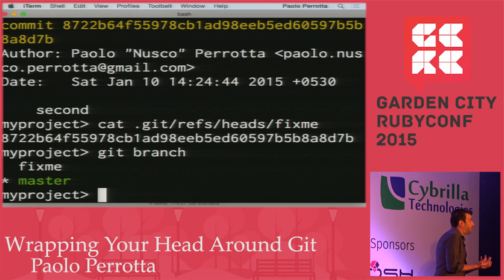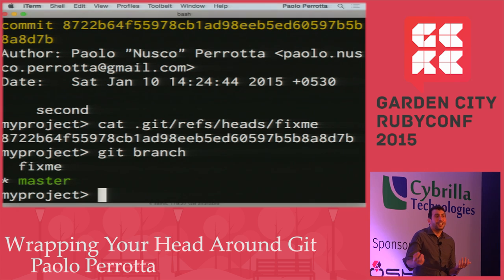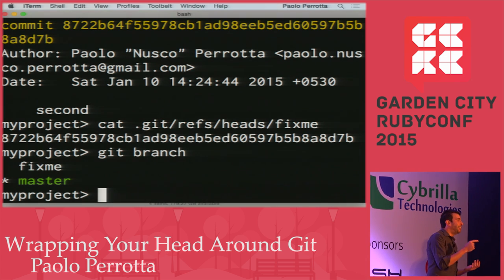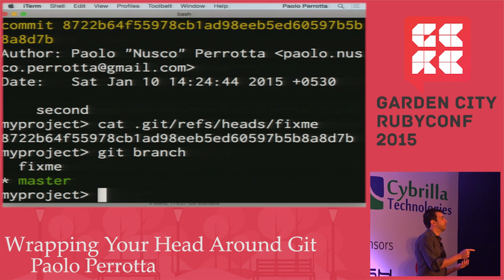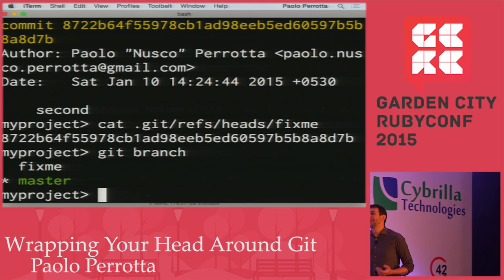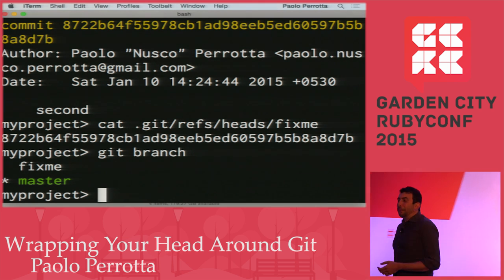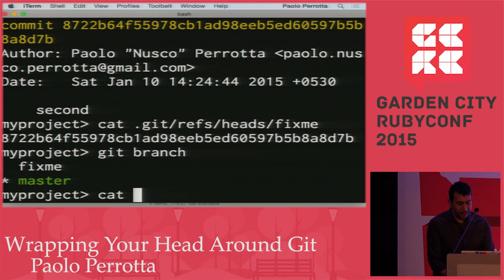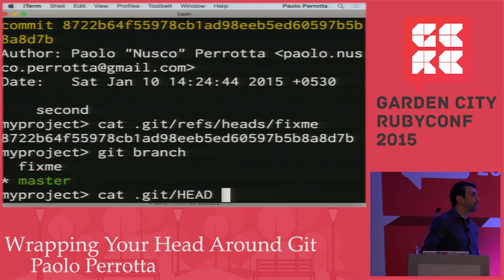There must be another reference, right? There must be a reference to a branch, which is a reference to a commit. And this reference is saying, this is the current branch. What's the name of this reference? A file named HEAD, just by coincidence, is here, right in the root of the Git folder.